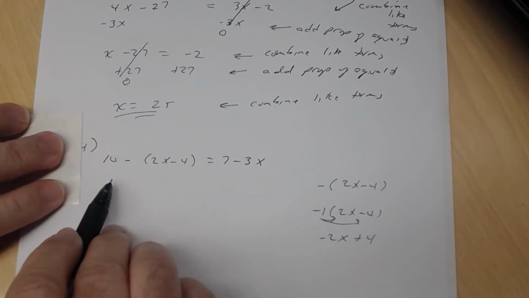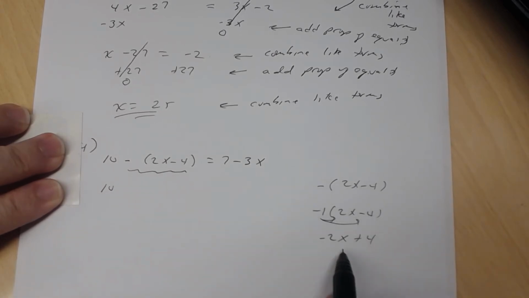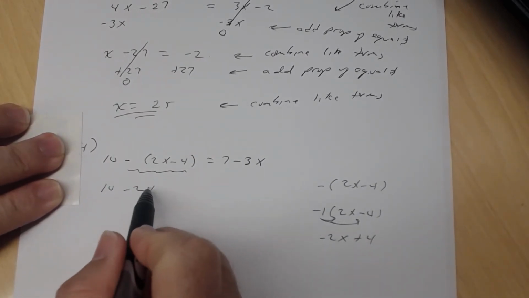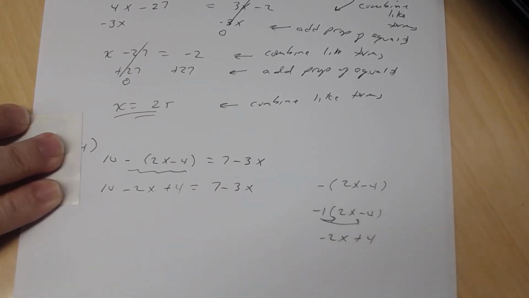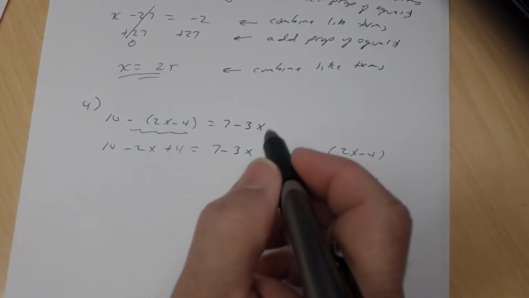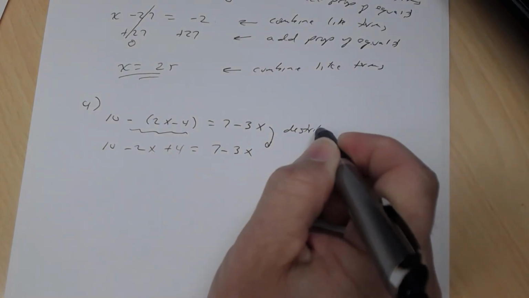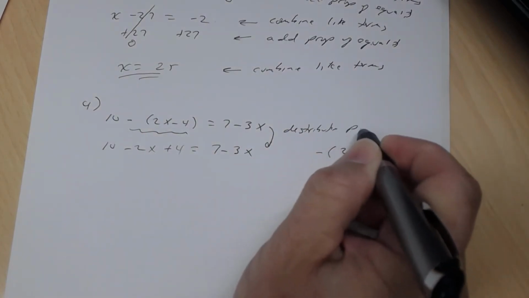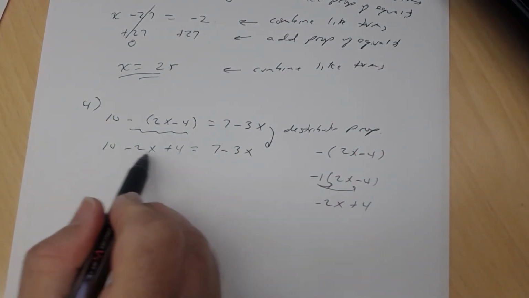Okay, so here's what we get. We get 10. And then this right here is this. So that's minus 2x plus 4 equal 7 minus 3x. Okay? All right, so that's what we get. Now, what I did to go from here to here was I used distributive property.